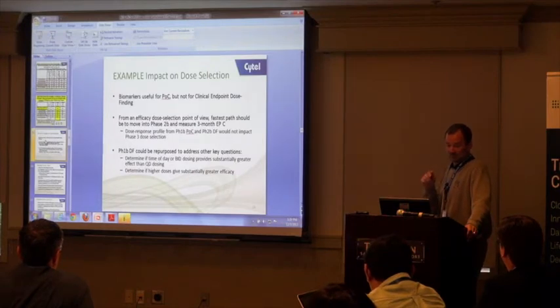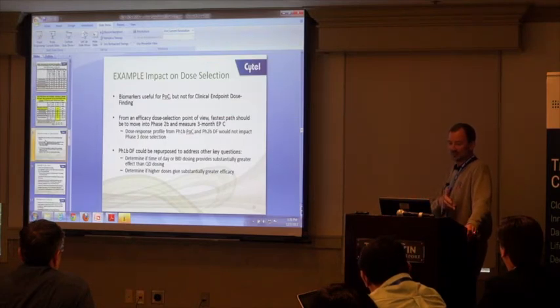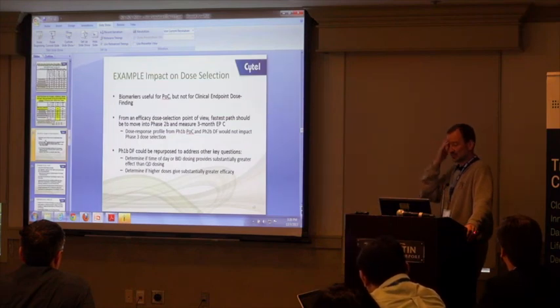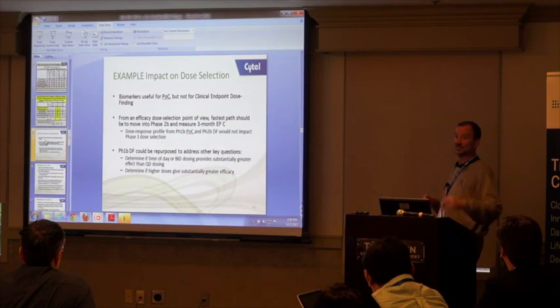So, to sum up, biomarkers in this circumstance were useful for POC, but not for dose finding. And the fastest path was direct to 2B after proof of concept. And if you wanted to repurpose that dose finding trial, you could use it to study other regimens or determine if higher doses gave substantially greater efficacy, but you could do that in tandem with the phase 2 trial.